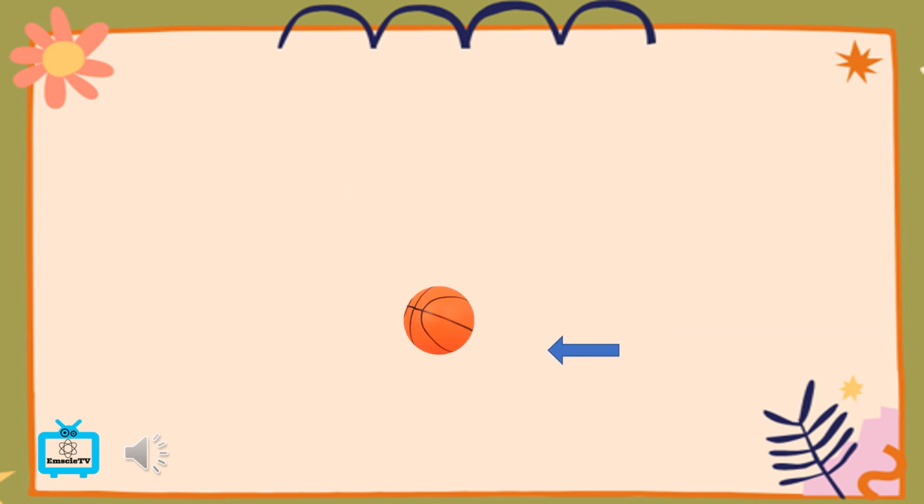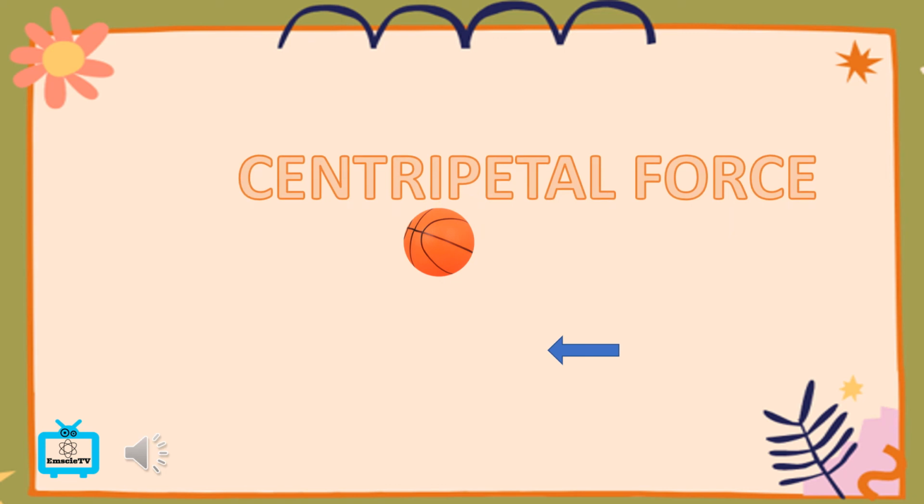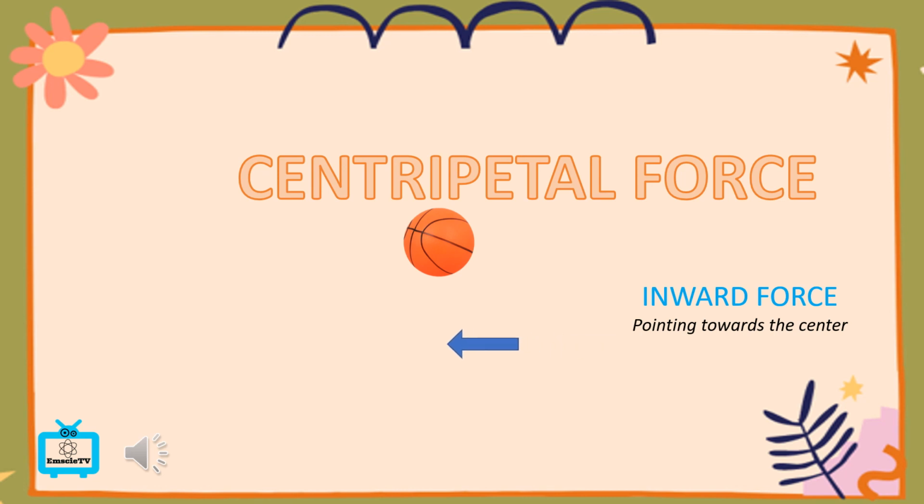This inward force pointing towards the center is called centripetal force. This force is needed for an object to move in uniform circular motion. Centripetal force is not a new force. It only describes forces already acting on the body. It is the name given to any force, like tension force or gravitational force, that is directed towards the center. You will learn more about the centripetal force in your next module.